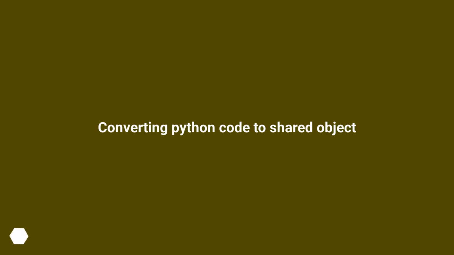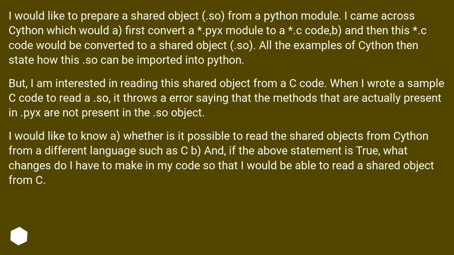Converting Python code to shared object. I would like to prepare a shared object, .so, from a Python module. I came across Cython, which would first convert a .pyx module to C code, and then this C code would be converted to a shared object, .so. All the examples of Cython then state how this .so can be imported into Python.